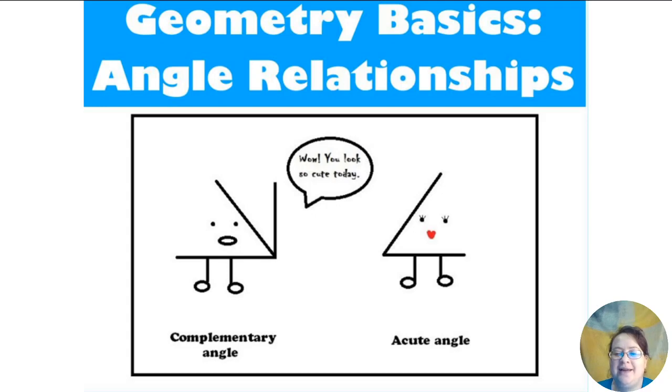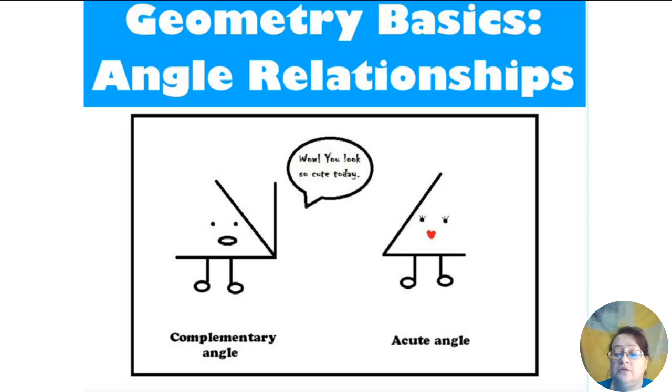Today we're going to talk about angle relationships. In geometry, we're often given figures that have some information provided, but there's also lots of pieces that are left out. And sometimes we're asked to find some of those pieces, such as a missing angle. We use angle relationships to solve some of those problems.